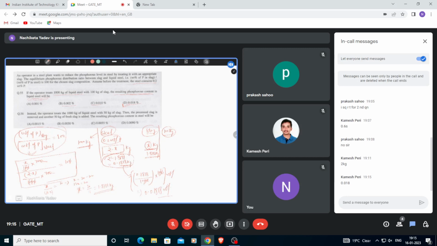So now question 56 you are solving. You know the idea of how to solve it, right? In the second question, the operator uses 50 kg of slag early on, and then again 50 kg of slag. So at the end you have to find out the phosphorus content in steel, also in weight percent. So how will we get it? What is the procedure? I already solved this one.